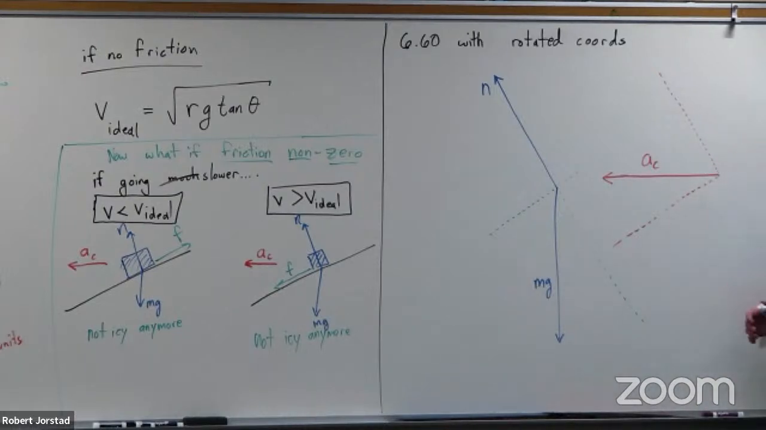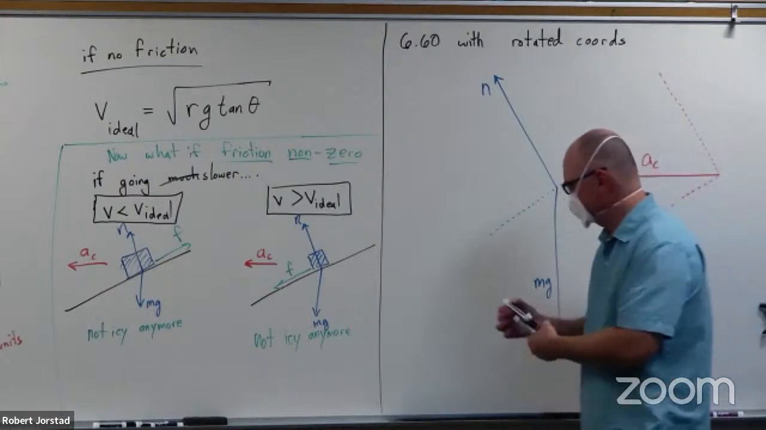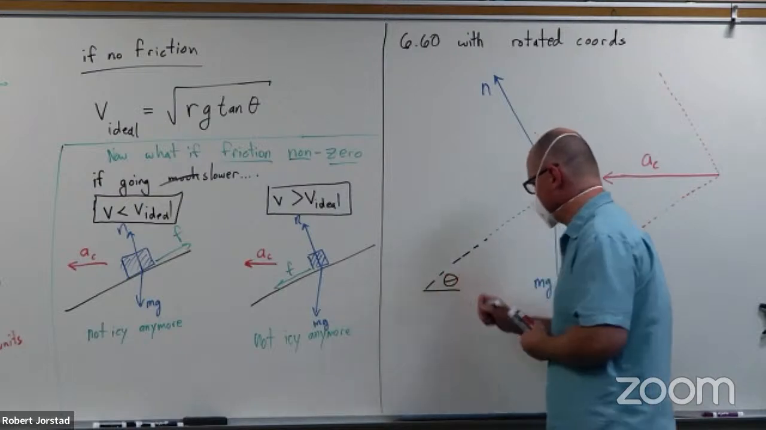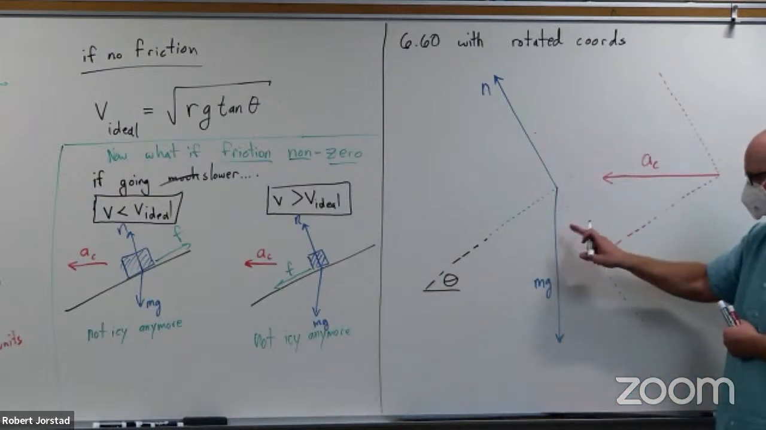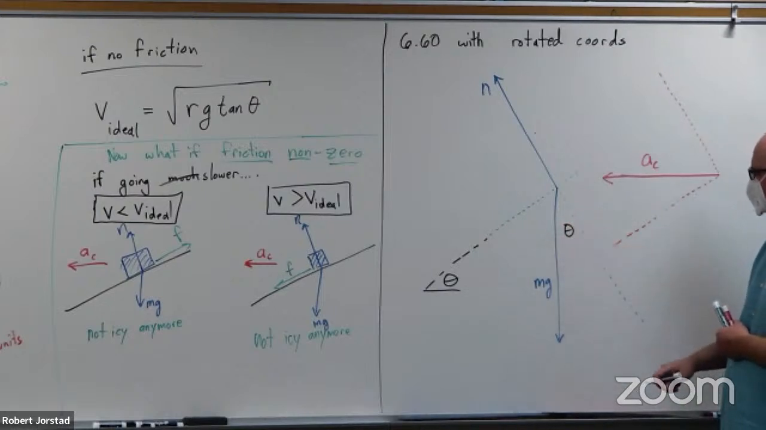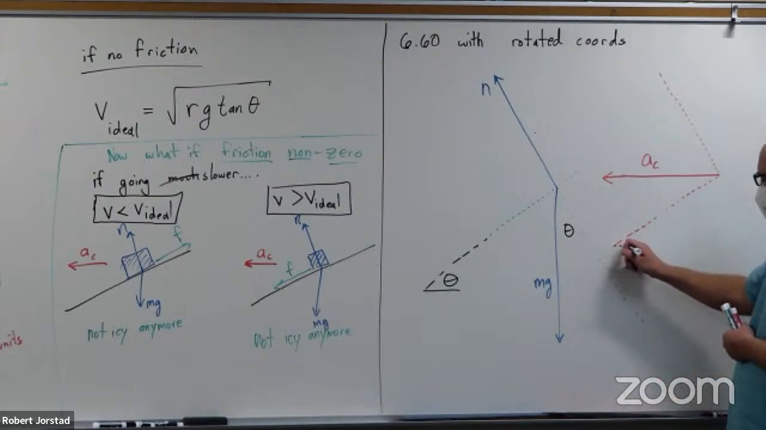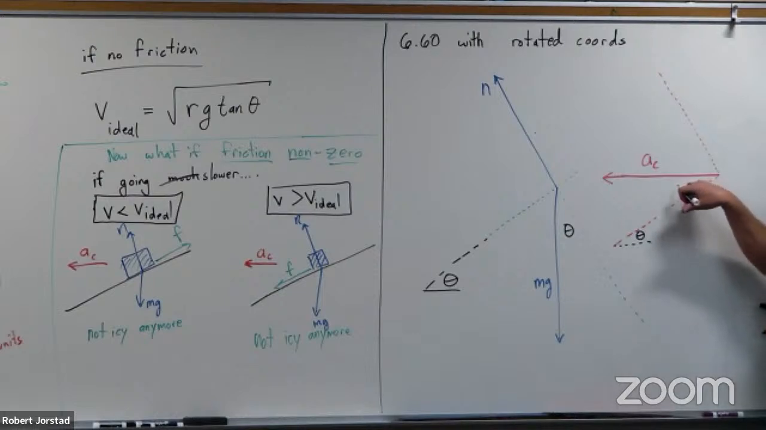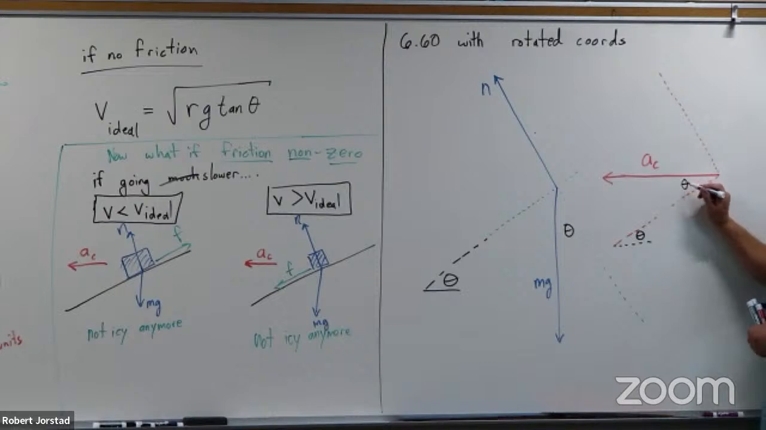So now, if you recall, this angle down here is theta. What's this angle? Is it theta or 90 minus? Theta. How about over here? If this angle is theta, what's this angle? Theta. This is also theta. Is everybody okay with that? Okay?